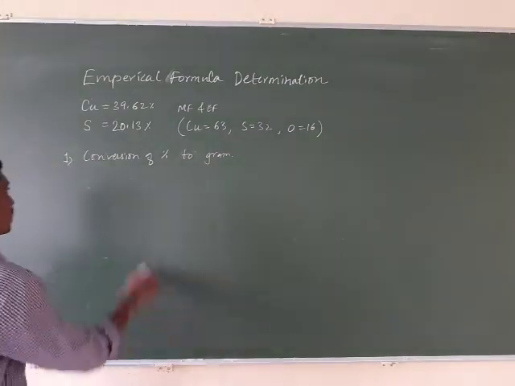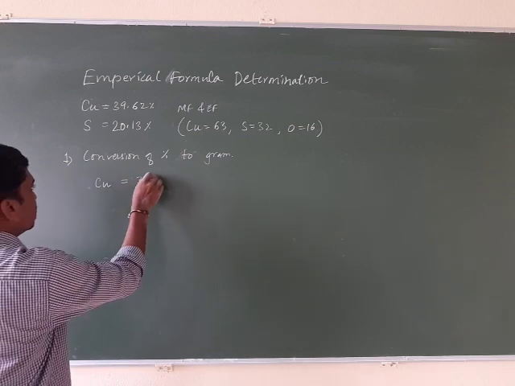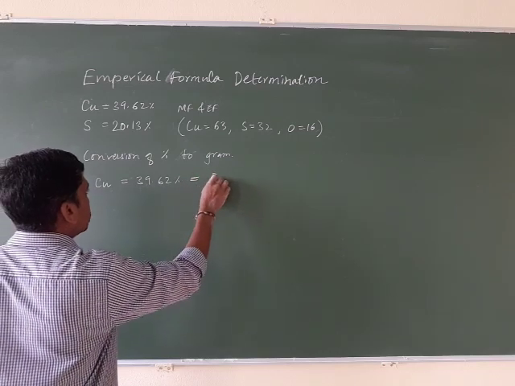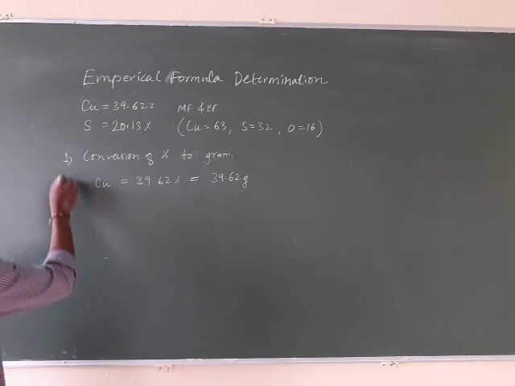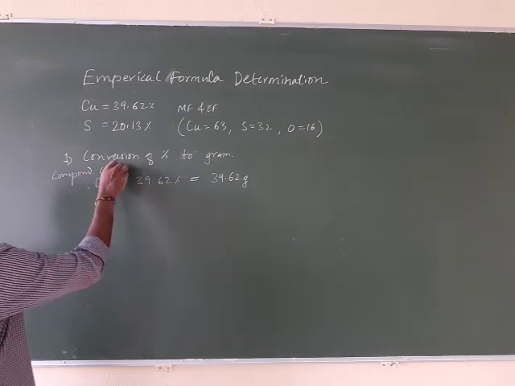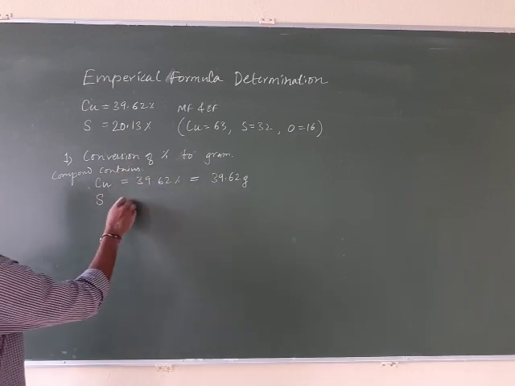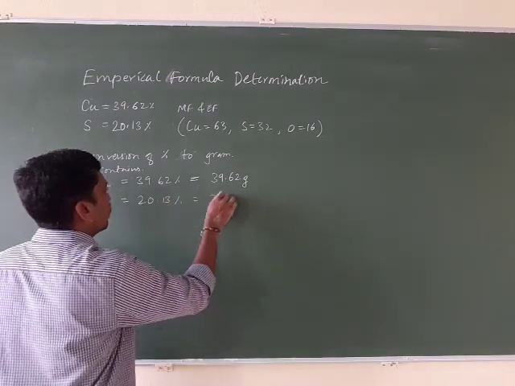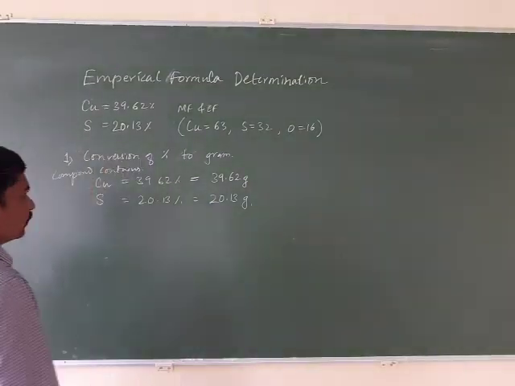Okay, so what does it contain? It contains copper, which is 39.62%, which is equal to 39.62 gram. The compound contains, okay, then sulfur, which is 20.13%. We will write 20.13 gram.